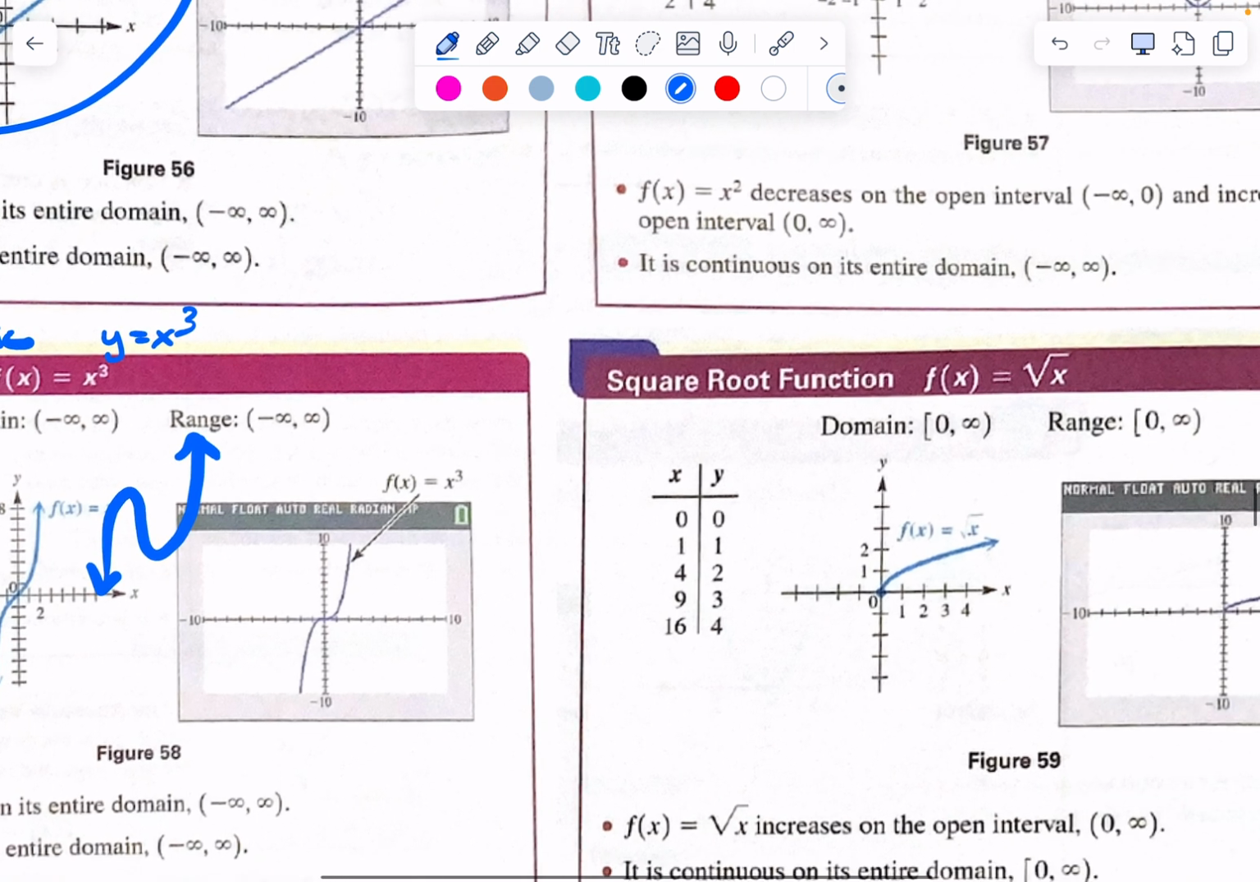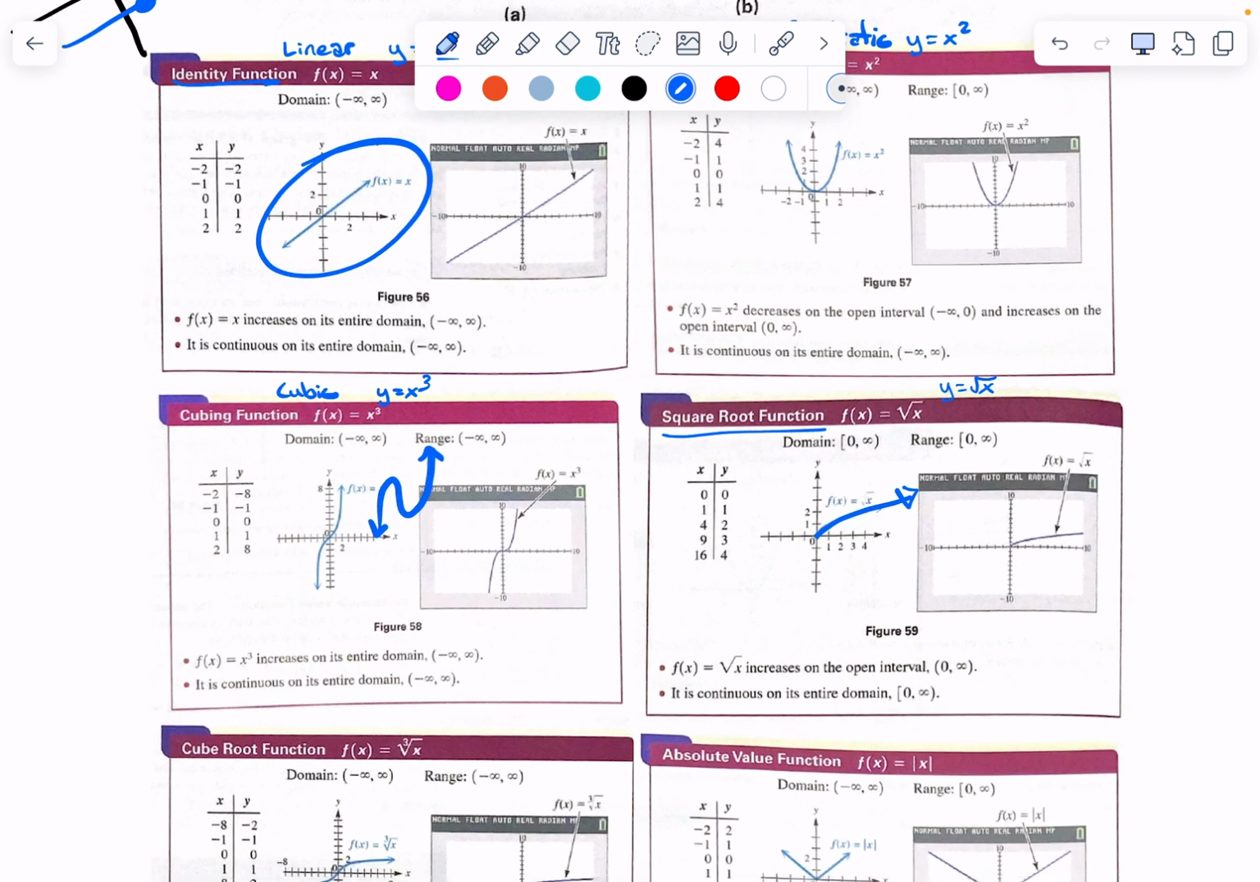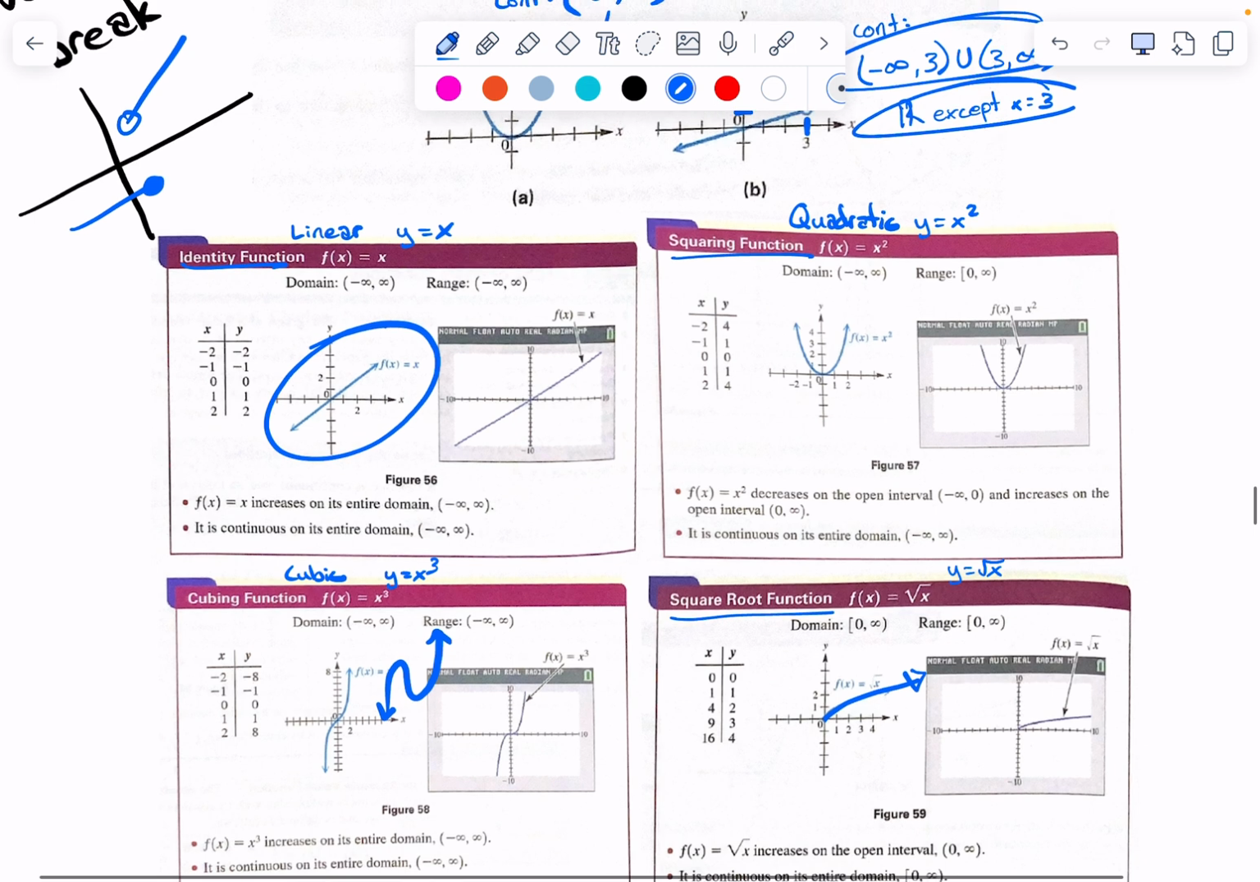This one we do call the square root function. It looks like y equals square root of x. It starts in the middle and goes on forever. It doesn't go forever to the left because you can't take the square root of a negative, right? I'm just rewriting these. You don't have to rewrite any of these, but what does the column say? Linear, linear, quadratic.